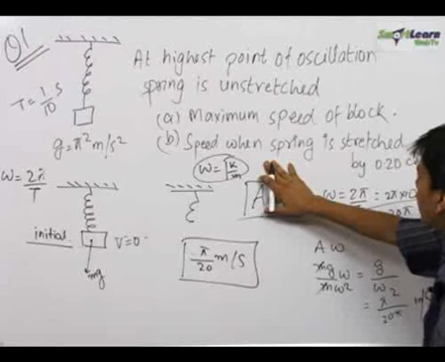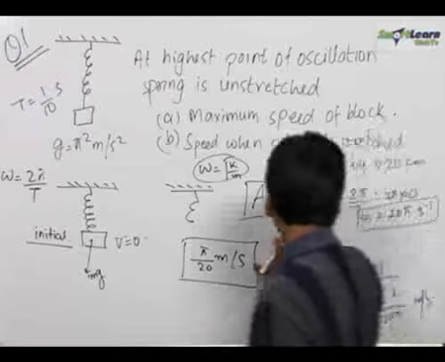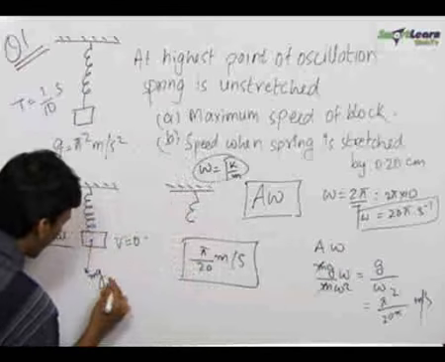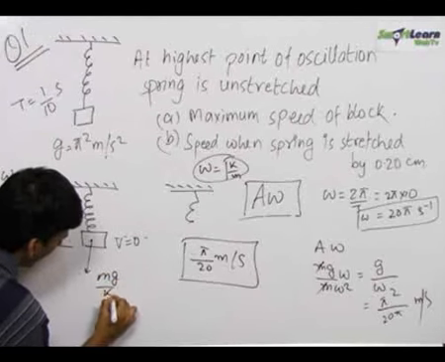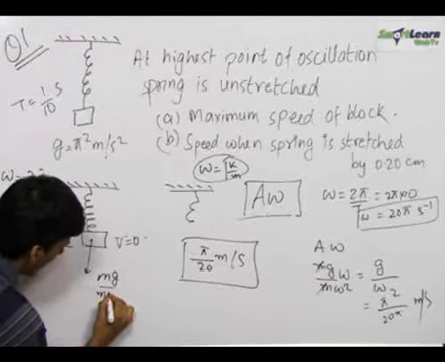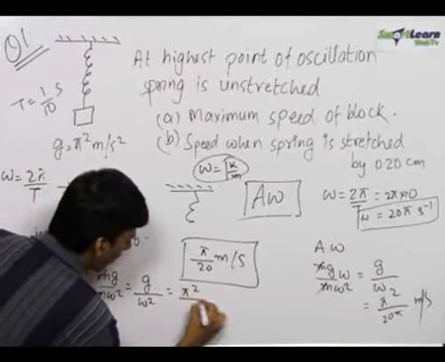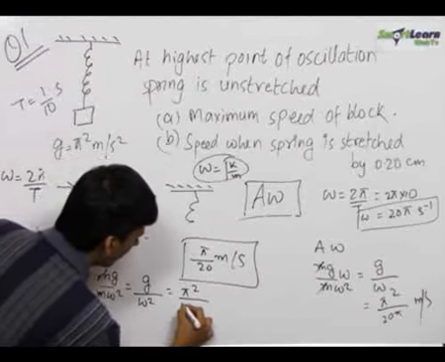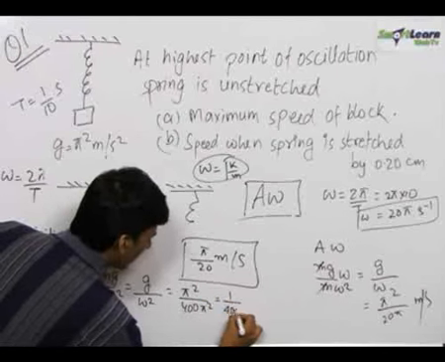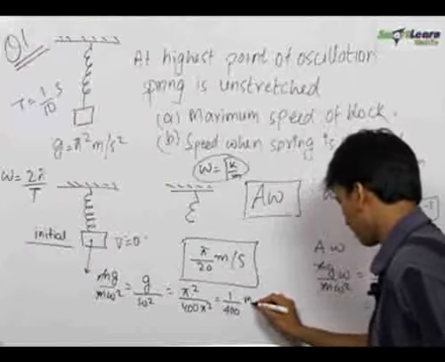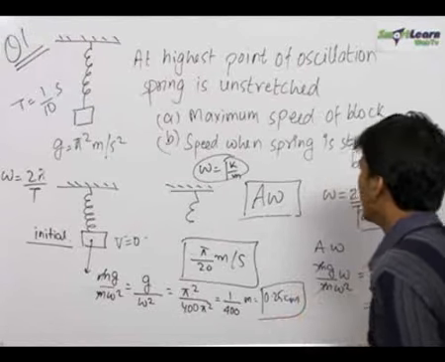Now we need to find out the speed when the spring is stretched by 0.20 centimeters. Now let us first find out what the amplitude comes out to be. The amplitude was equal to mg by k. K is m omega square, is equal to g upon omega square, is equal to pi square upon omega was 20 pi, that is over 100 pi square, is equal to 1 upon 400 meters, is equal to 0.25 centimeters.